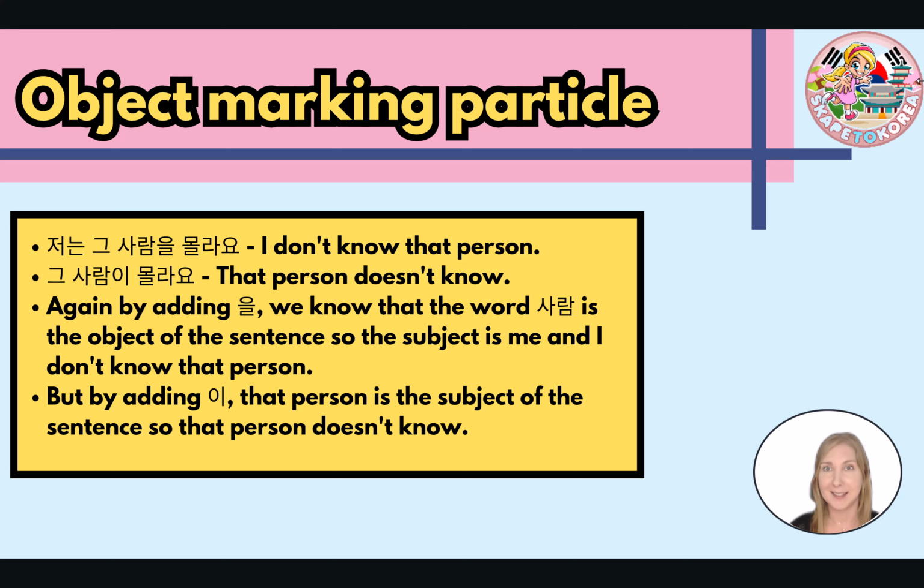And in the next sentence, 그 사람이 몰라요. That person doesn't know. So 그 사람이, that person, 몰라요, doesn't know. See the difference? So again, by adding 를, we know that the word 사람 is the object of the sentence in the first sentence, and the subject is me, and I don't know that person. But by adding 이 in the second sentence, the person is the subject of the sentence, so it is that person that doesn't know. It's not specified what they don't know, just they don't know.